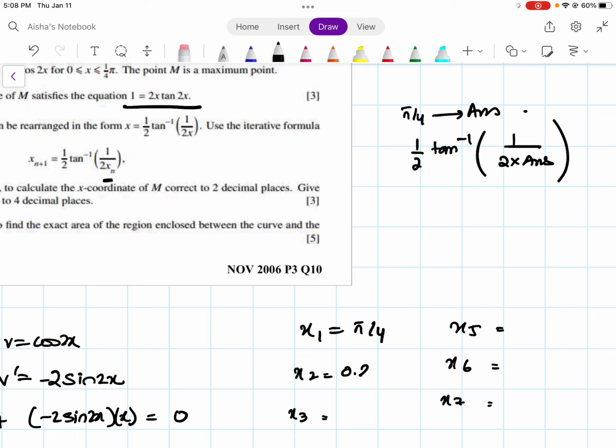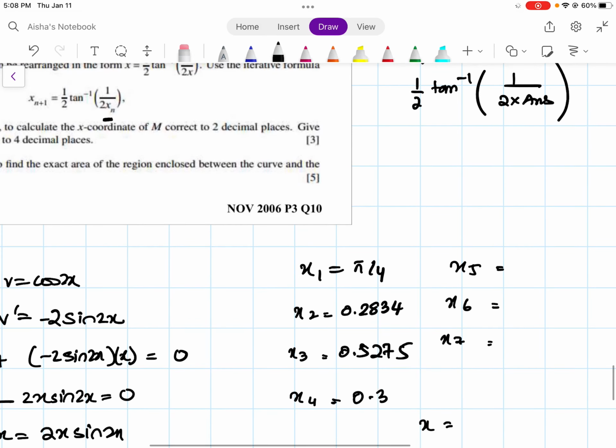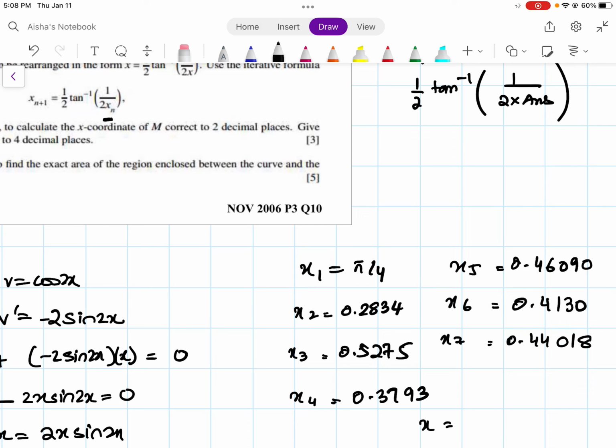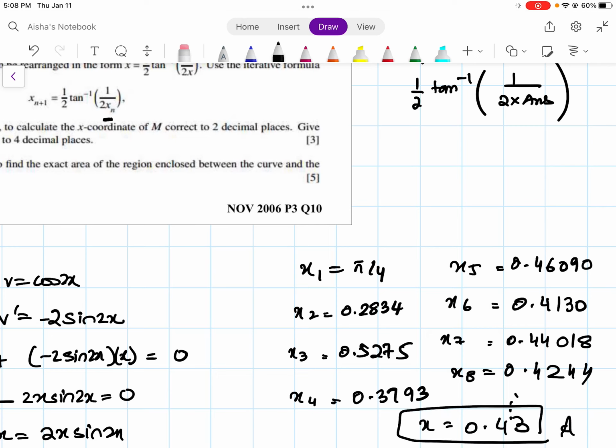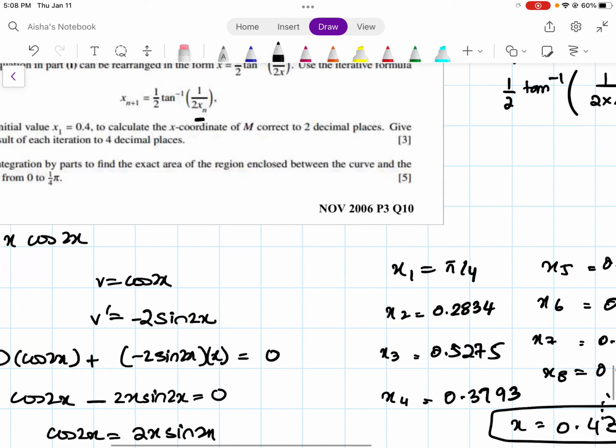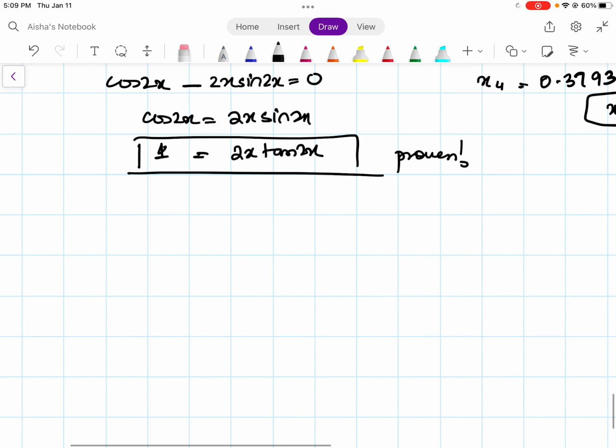So this is 0.2834, 0.5275, 0.3793, 0.46090, 0.4130, 0.44018, 0.4244, and so on until you converge. So you converge at 0.43 after 11 iterations. Make sense? Clear about it? Round off. Part 3B.